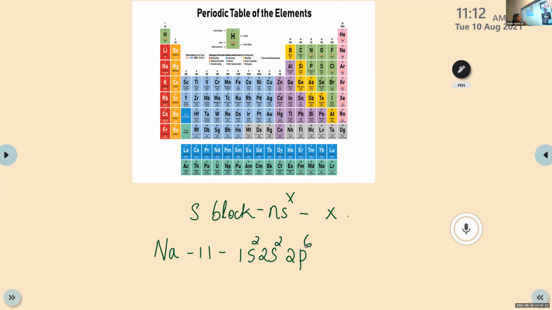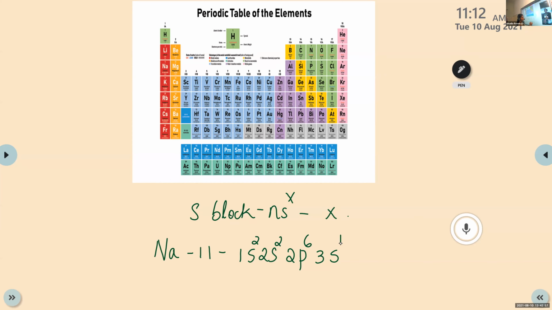Already 10 electrons are filled. Here the atomic number is 11. So 2p6. Then after 2p6, which is the next orbital? No. In the second main shell, there are only 2 subshells, s and p, right? Then we should move to the next main shell, that is 3. So 3s1. Okay, 3s1.